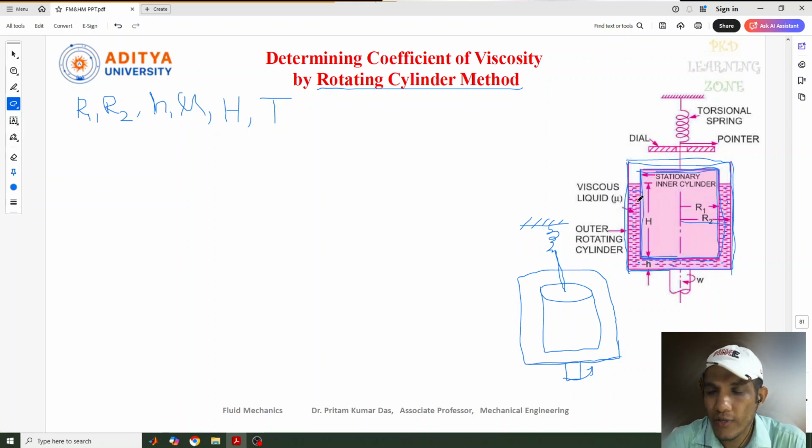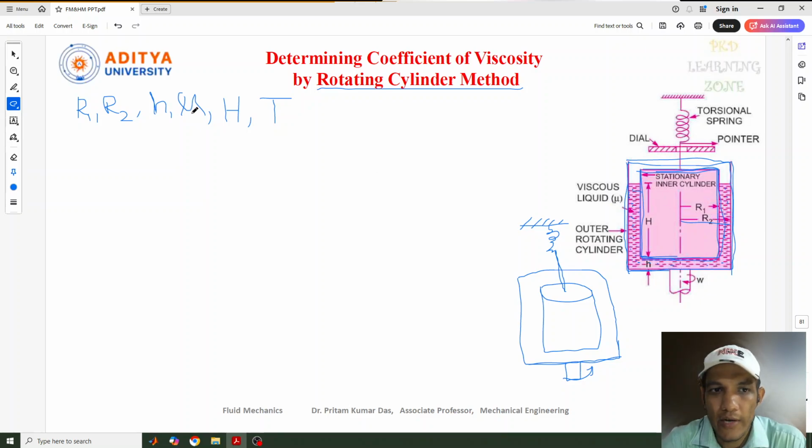So when this fluid is rotating, if it has a high viscosity, then we can say the outer cylinder is going to rotate very slowly. If the fluid viscosity is very low, then it can rotate very fast. That's why viscosity is the resistance of a fluid to flow. This viscosity part we have already discussed in our previous lectures, so we can follow that.